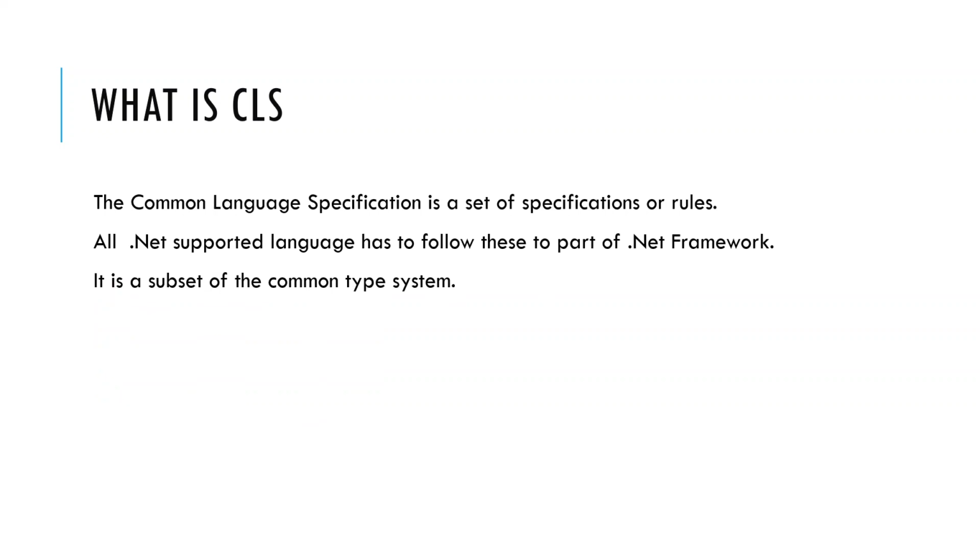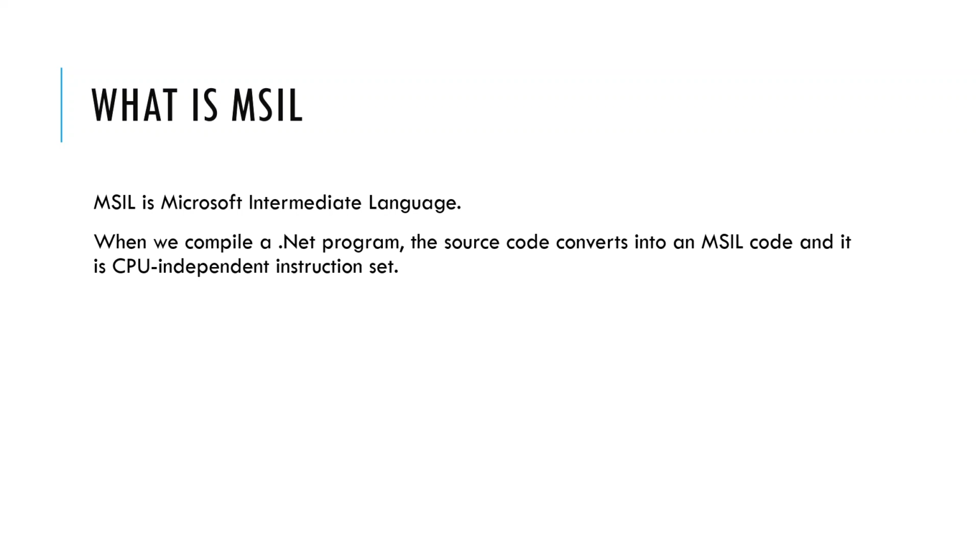So what is the CLS? CLS means Common Language Specification. It is a set of specifications or rules. All .NET supported languages have to follow these rules to be part of the .NET Framework. It is a subset of the Common Type System.